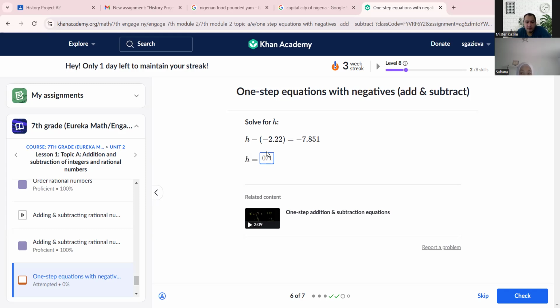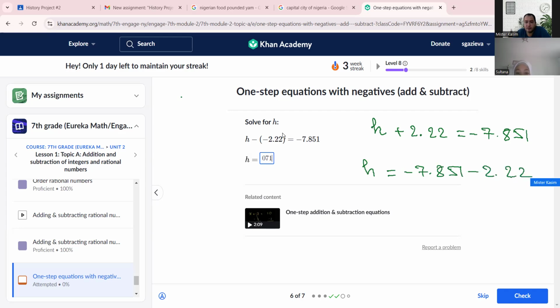All right, Sultana, look here. If you have parentheses, always remove the parentheses. I have h plus 2.22 equals negative 7.851, right? Now I need to isolate h, so move this number to the right-hand side. Positive becomes negative. So h equals negative 7.851 minus 2.22. Both numbers are negative, so we add.